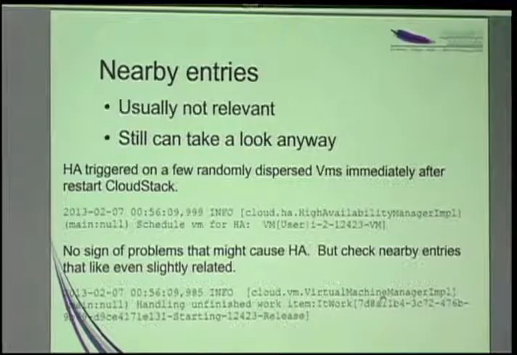Nearby entries sometimes aren't helpful, because there's so much going on in the logs. You see an error, and the line before it is normally completely unrelated. But sometimes you can look for something that's at least a little bit related. In this case, there's an error. They restart CloudStack, and HA is being triggered on like 5 VMs for some reason. What the heck is that about? I just restarted CloudStack and now it's triggering HA.